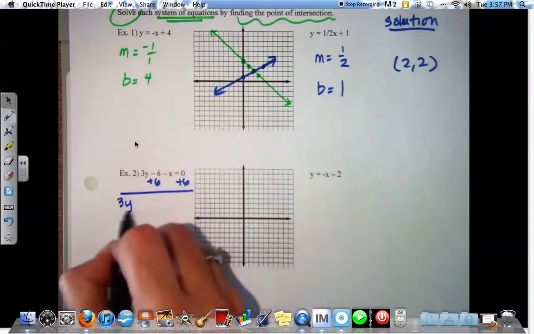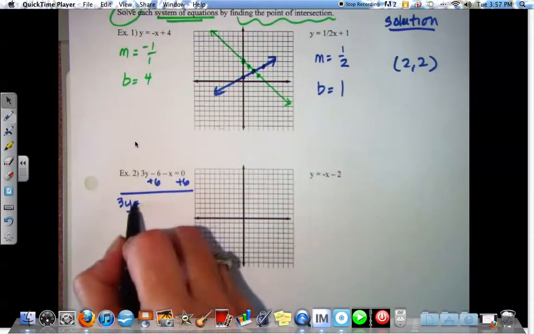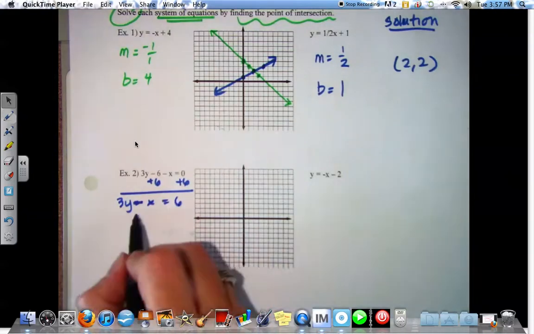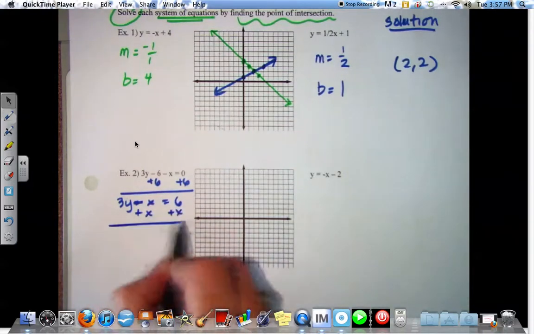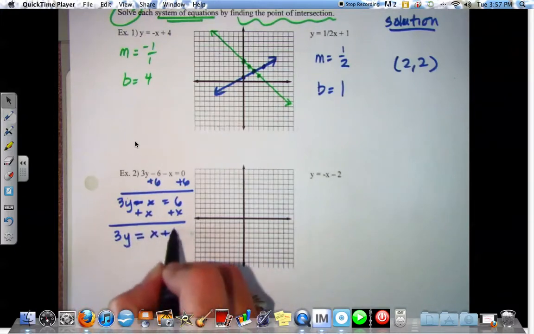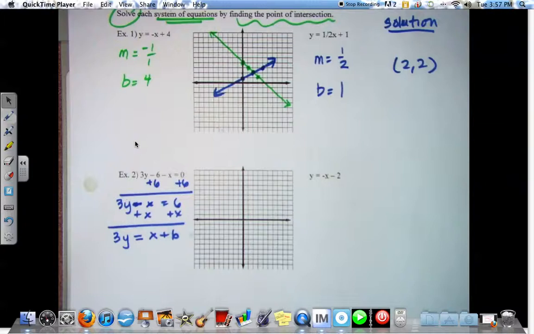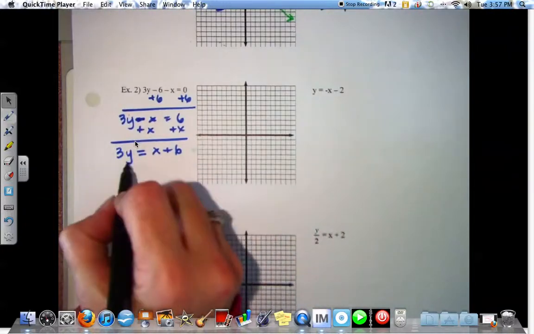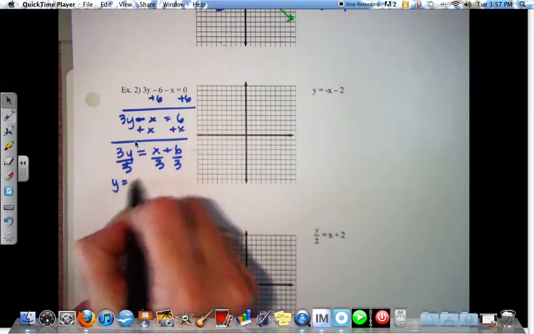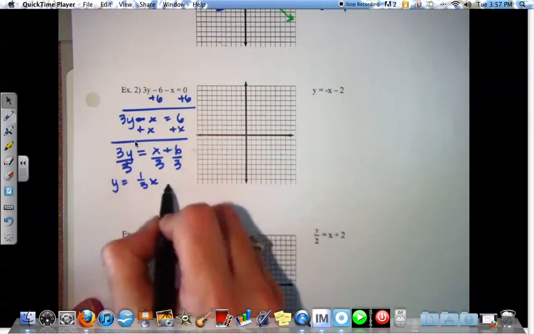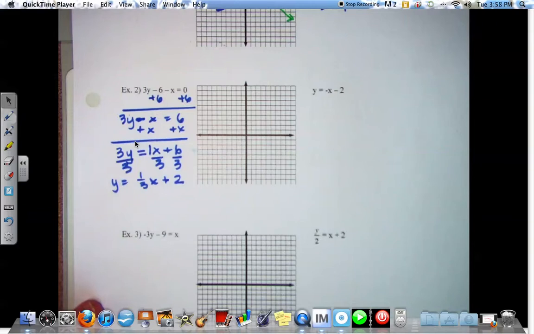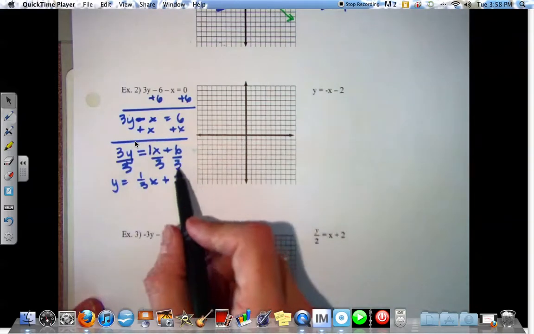And then we have 3y minus x equals 6. We have to add x to both sides. So that gives us 3y equals x plus 6. Last step, we need to get y by itself, so divide everything by 3. Y equals 1/3 x plus 2. Remember, there's an imaginary 1 there in front of the x, so that gives us 1/3. 6 divided by 3 gives us 2.